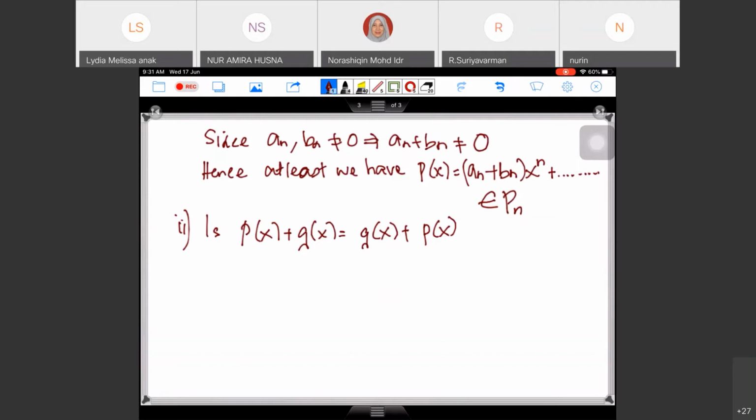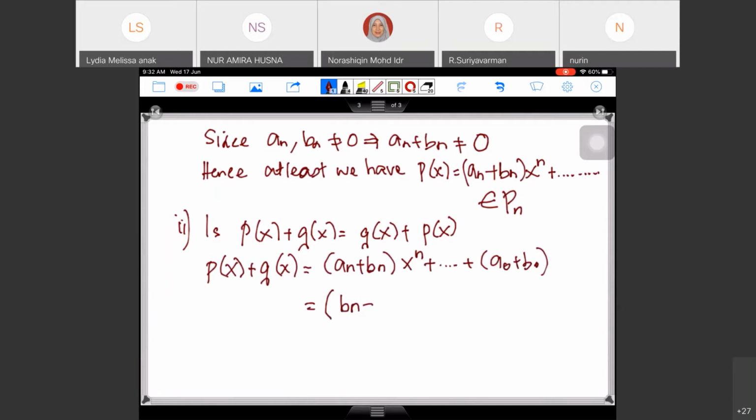Yes or no? So what is Px plus Qx? We have just now, right? An plus bn x to the n and so on, plus a naught plus b naught. Since an and bn are reals, and all the coefficients are reals, real is commutative, so we can have bn plus an here.